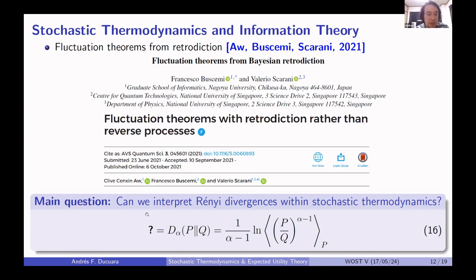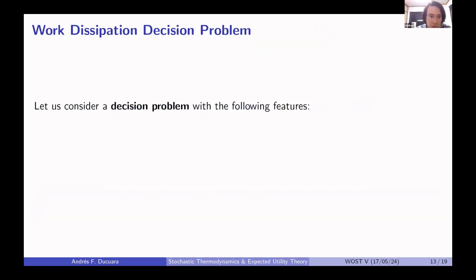So perhaps we can have something here that is telling us something about work. And we found out that the answer is yes, and I'm going to walk you through how that is done. In order to do that, this is where we merge ideas from utility theory into stochastic thermodynamics. So we're going to imagine a decision problem with the following features.